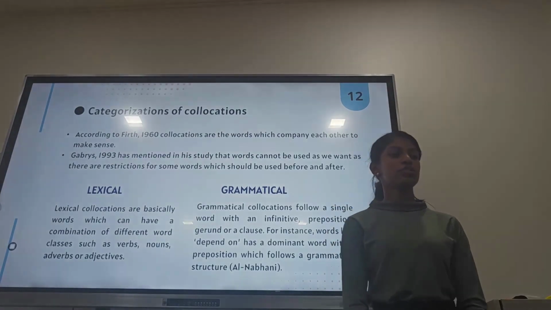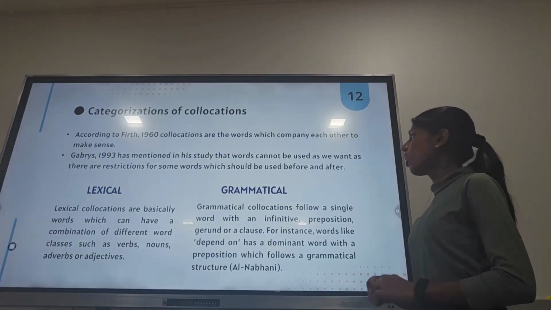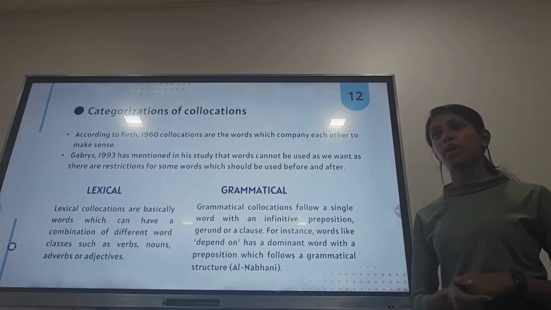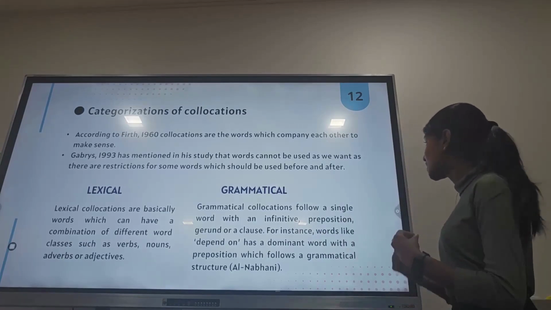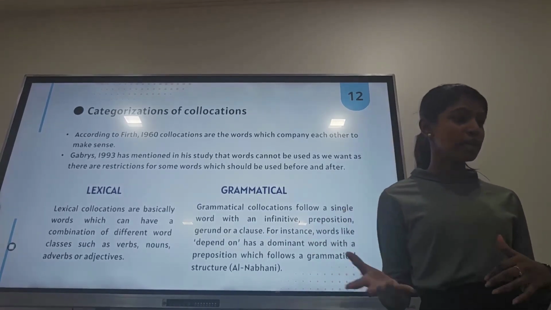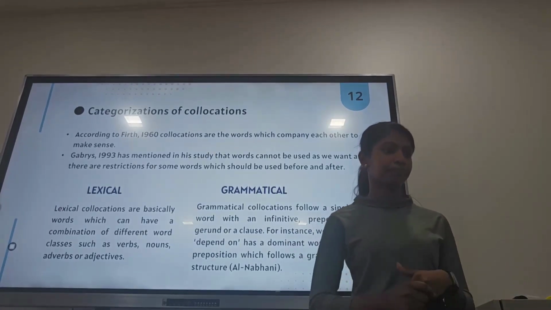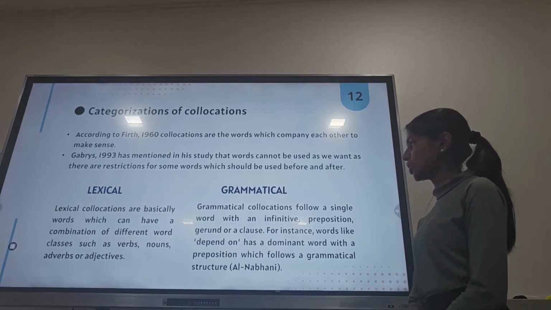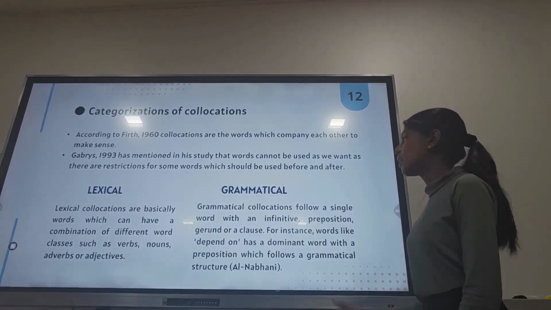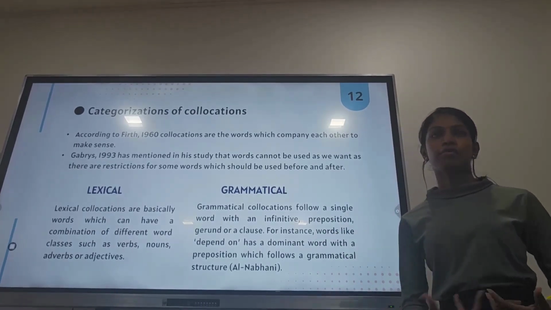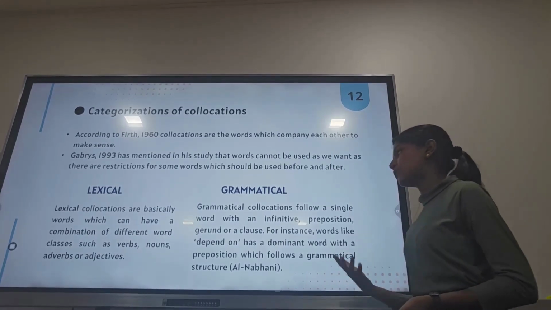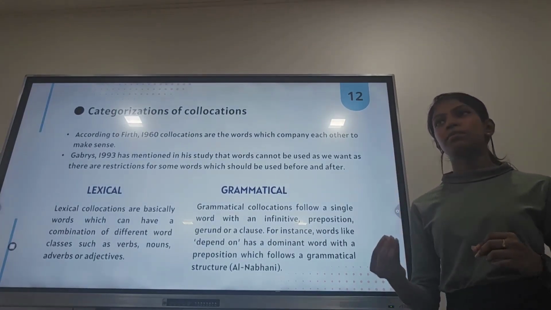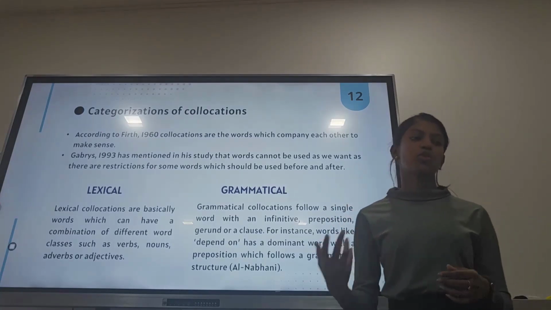When it comes to the categorizations of collocations, according to Firth 1960, collocations are words which accompany each other to make sense. Also, Gabriel 1993 has mentioned in one of his studies that we cannot use words as we want, as there are restrictions for some words, and we should use them carefully. Also, it has been mentioned in research that there are two types of collocations, known as lexical and grammatical. Lexical collocations combine different word classes, such as nouns plus verbs, verbs plus adjectives, and so on. Grammatical collocations follow a single word with grammatical components such as prepositions, conjunctions, or clauses.